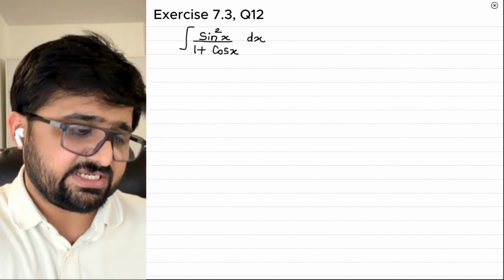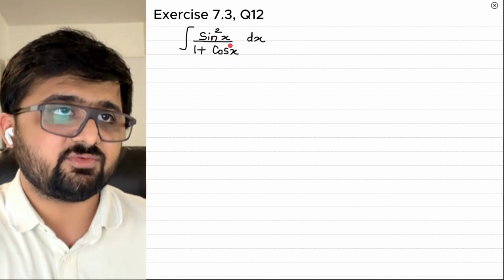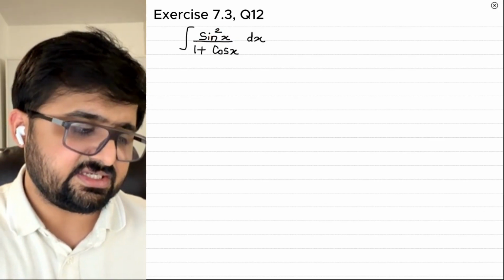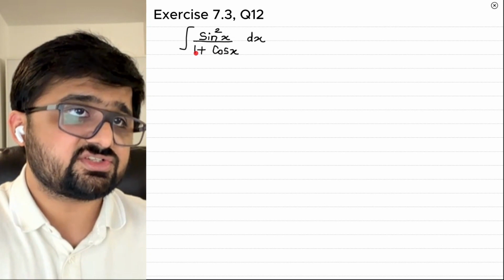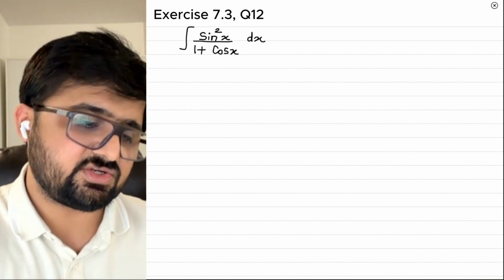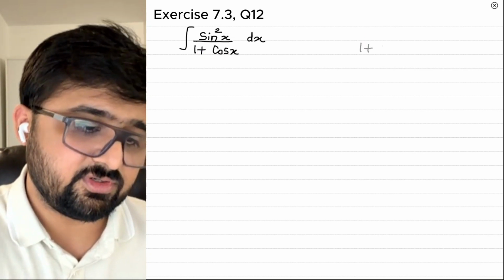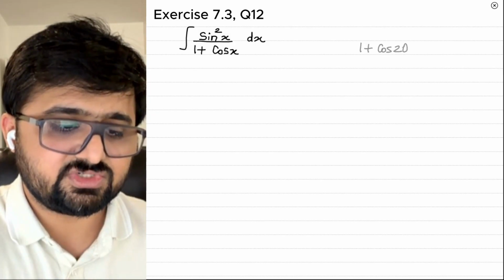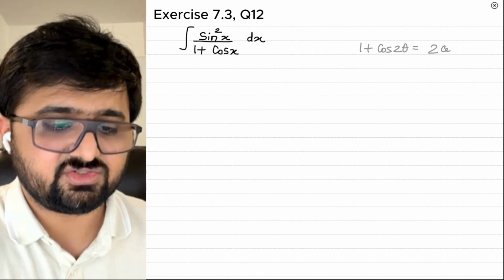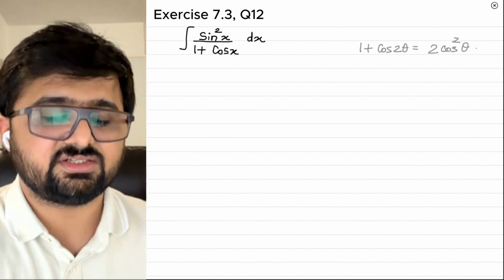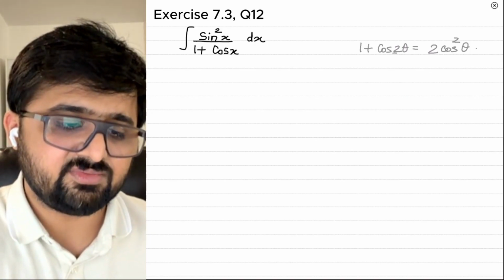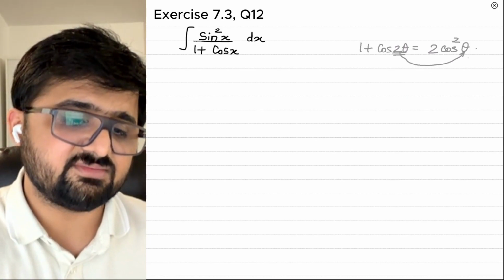All right, now let's look at integration of sine square x divided by 1 plus cos x. Now we just studied the formula for 1 plus cos. We know the formula for 1 plus cos 2 theta is 2 cos square theta, right? And the angle becomes half. That 2 theta becomes theta.